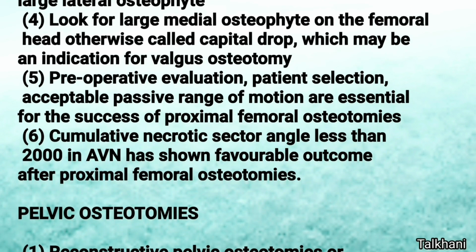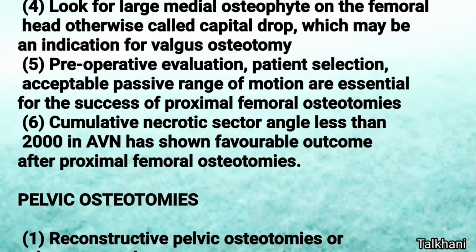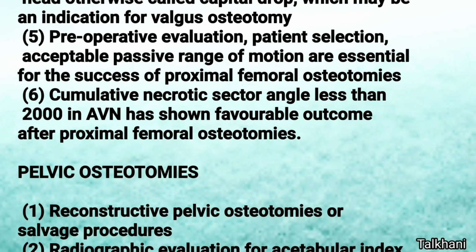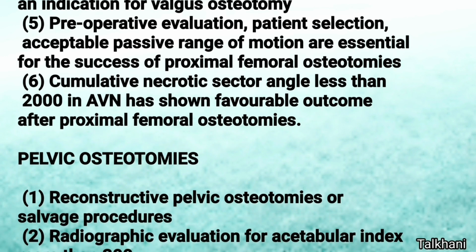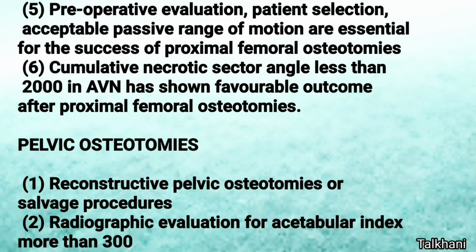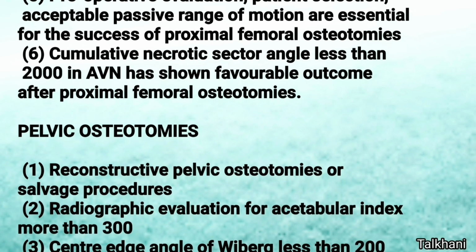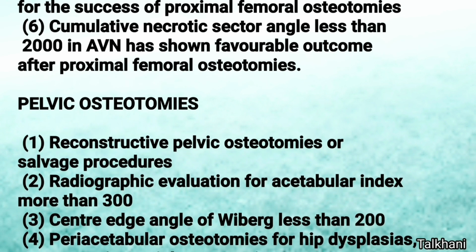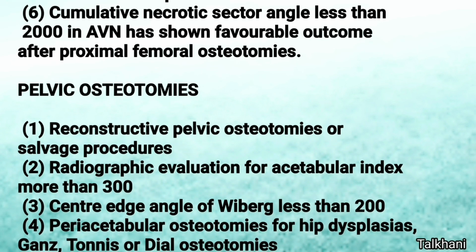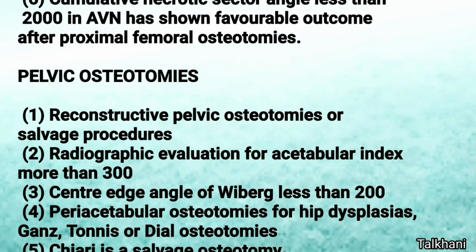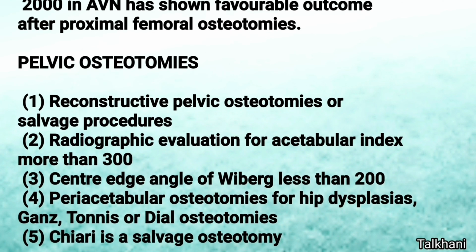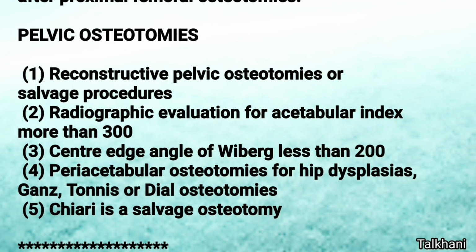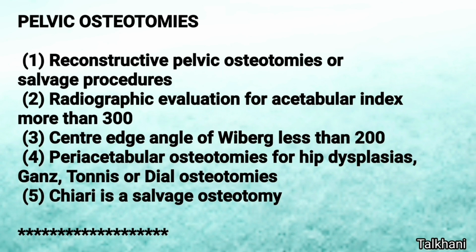About pelvic osteotomies, these can be reconstructive pelvic osteotomies or salvage procedures. Radiographic evaluation: acetabular index is abnormal if it is more than 30 degrees. Center edge angle of Wiberg is normally more than 20 degrees. Some of the periacetabular osteotomies for hip dysplasias are Ganz osteotomies, Tonnis osteotomies or Dega osteotomies. Chiari is a salvage procedure.